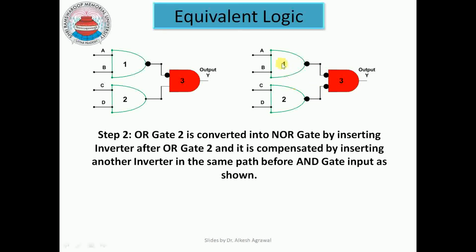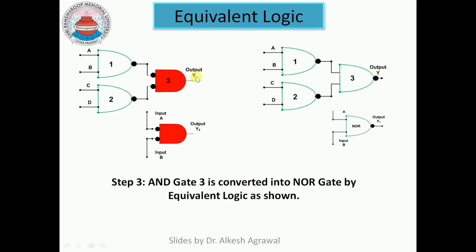So these two, gate 1 and gate 2, convert from OR gate to NOR gate, and we have another logic which is inverted AND. This is equal to again NOR logic. So in this we again see that this inverted AND logic is equivalent to OR inverted logic.